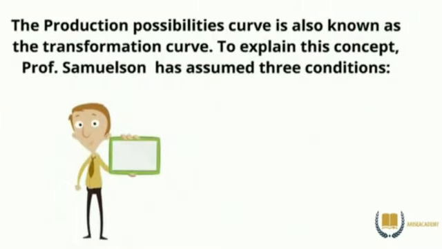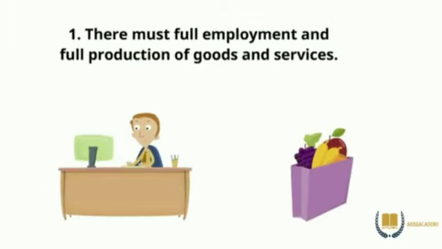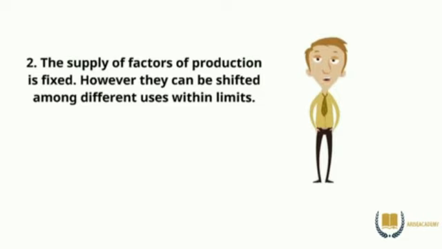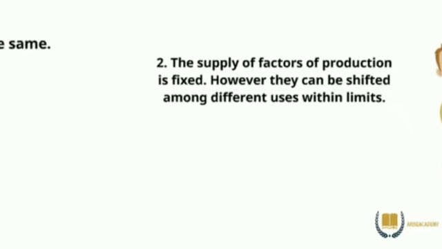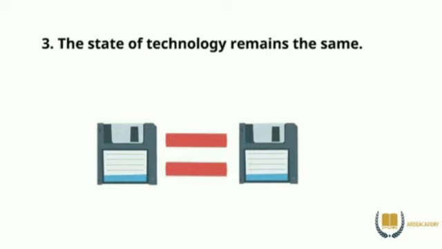The production possibilities curve is also known as the transformation curve. To explain this concept, Professor Samuelson has assumed 3 conditions. 1. There must be full employment and full production of goods and services. 2. The supply of factors of production is fixed. However, they can be shifted among different uses within limits. 3. The state of technology remains the same.